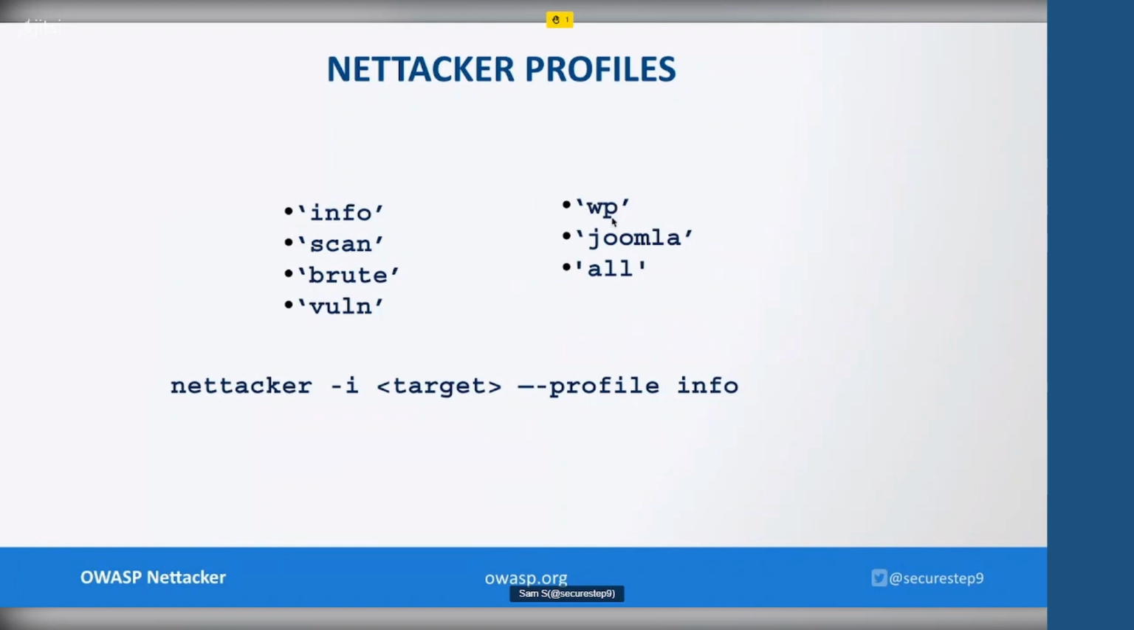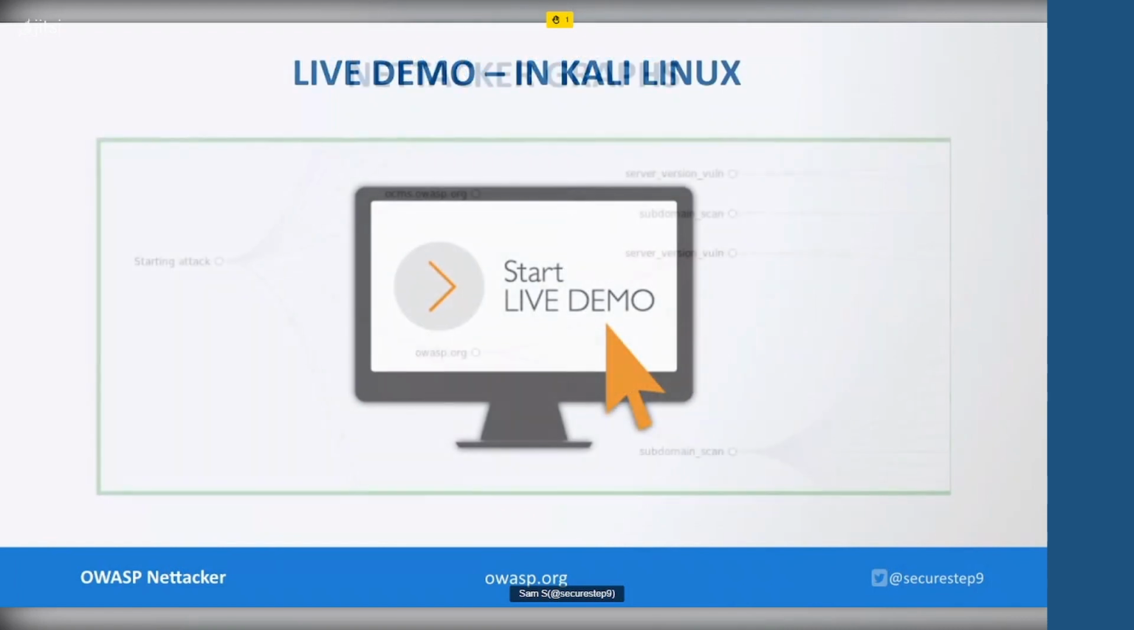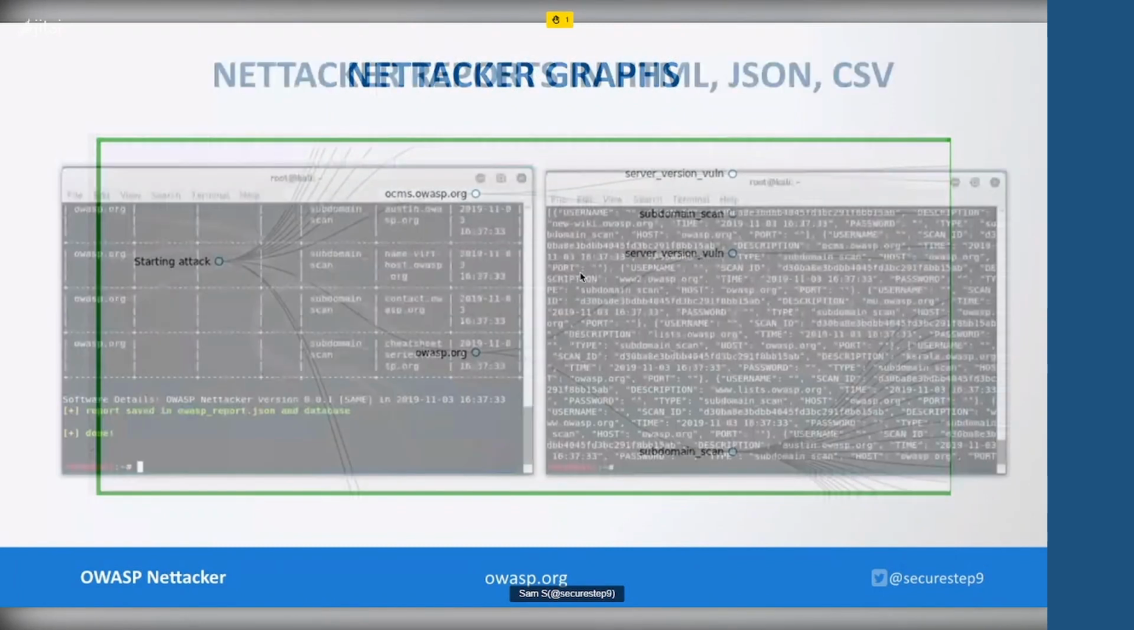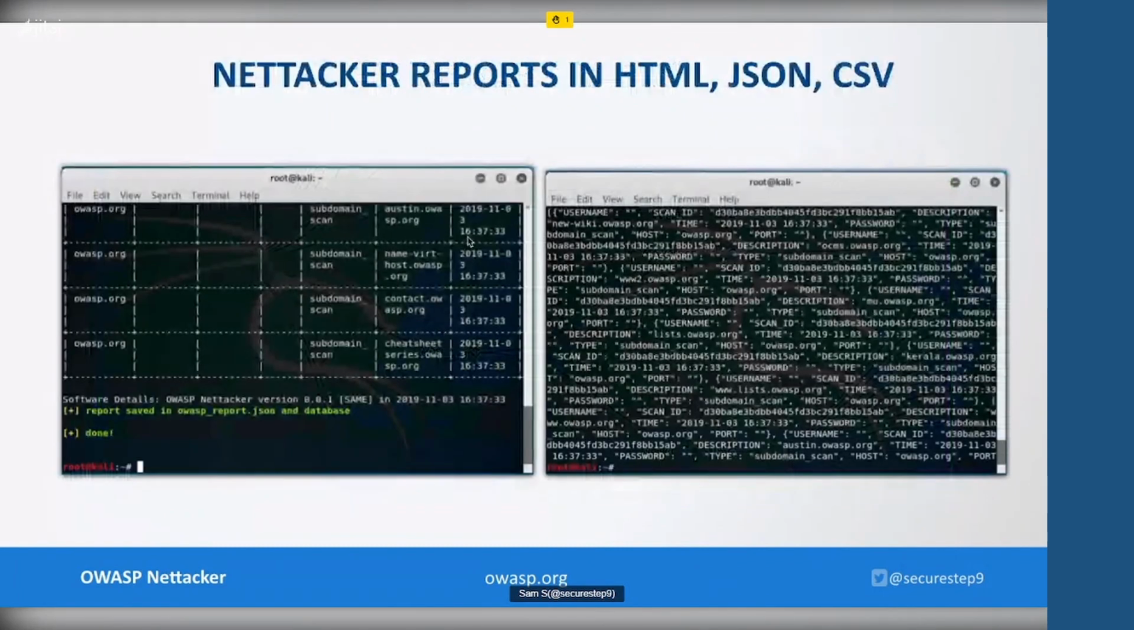There is a profile called WP for all the WordPress related modules, and one called Joomla for all the Joomla related modules. And there's a magical profile called all if you want to use all modules on the target. And of course, that will be the slowest scan, but that's how you can perform basically comprehensive penetration testing.